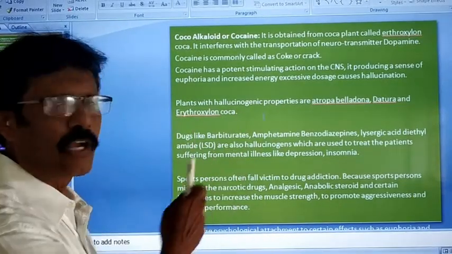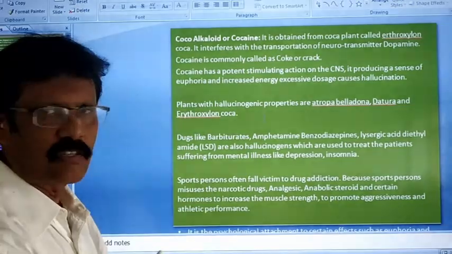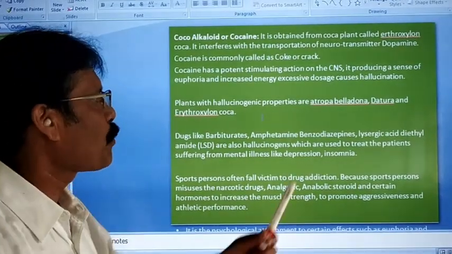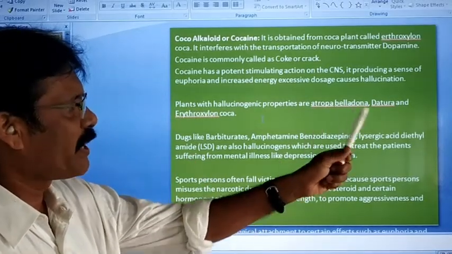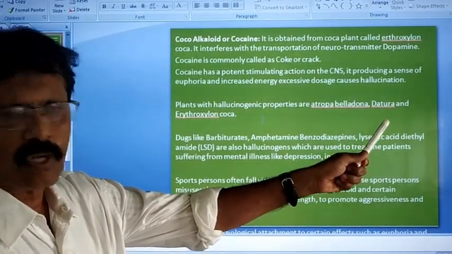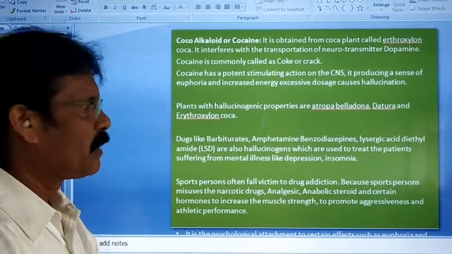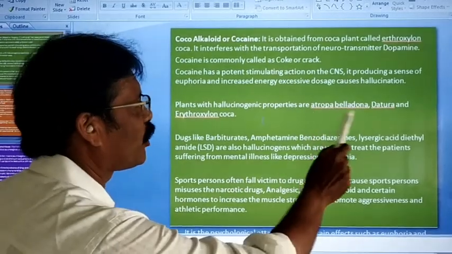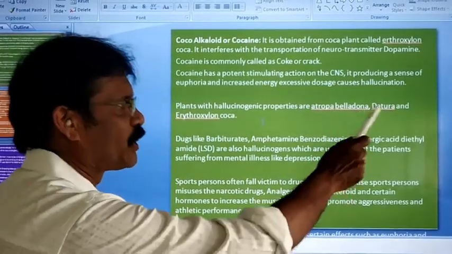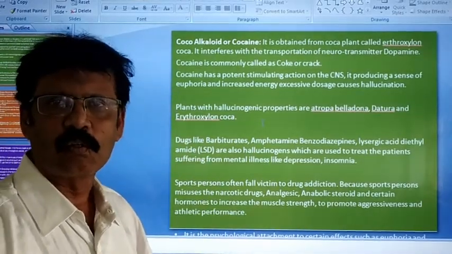So, plants with hallucinogenic property are: number one, Atropa belladonna, number two, Datura, and number three, Erythroxylon coca.